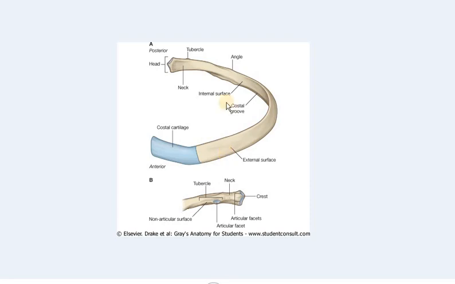Now, what are the features of the posterior end? The posterior end has a head, a neck and a tubercle. So head, neck and tubercle form the posterior end of a rib. The head of a typical rib has two costal surfaces, two articular surfaces. This one is the upper articular surface and this one is the lower articular surface.